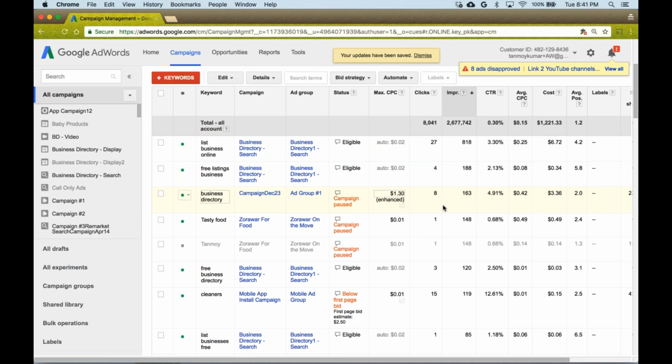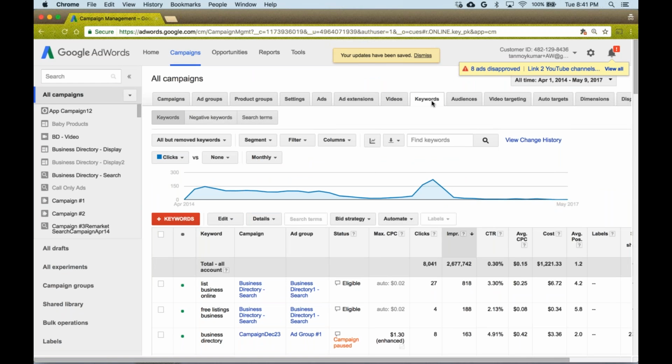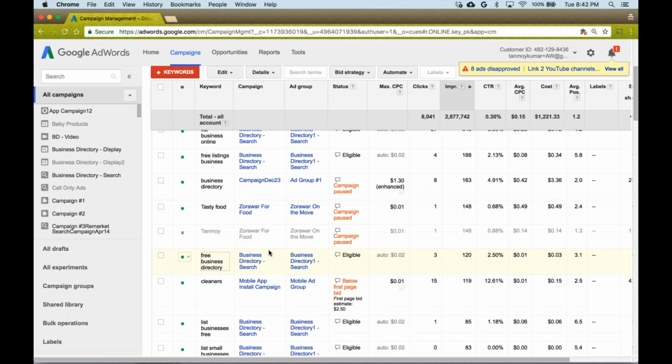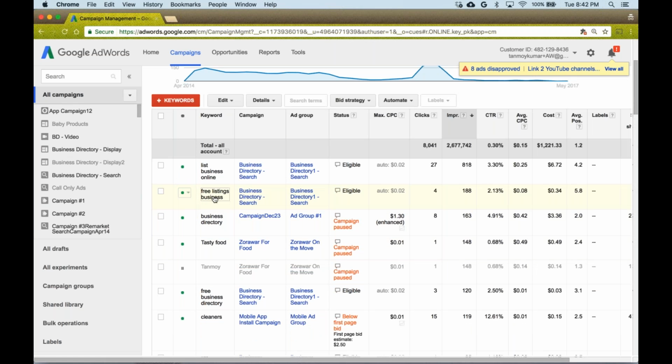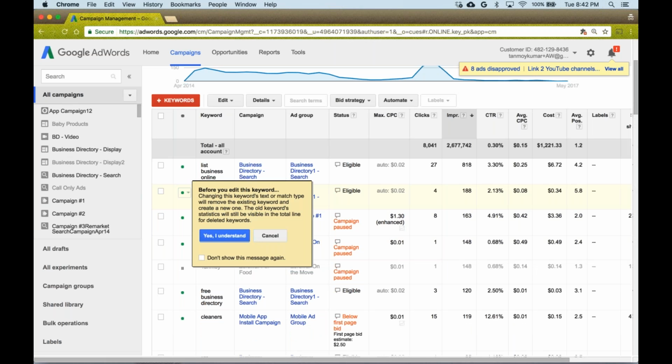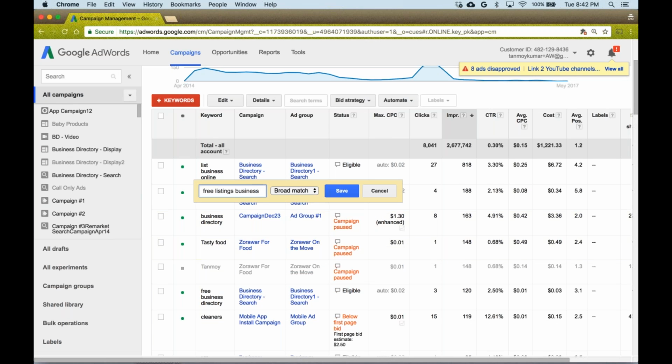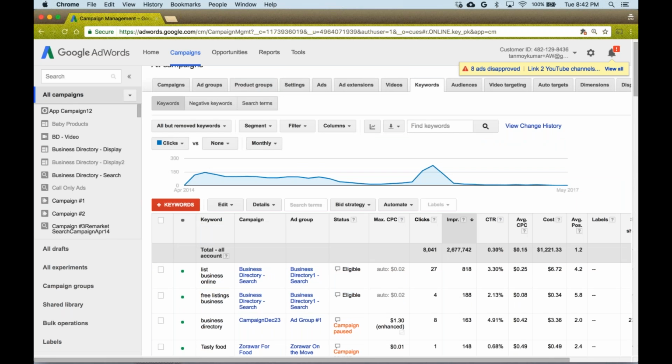So you go to keywords, you're in the campaigns tab. In campaigns you go to keywords tab. Then when you see your keywords, you click on them. You click on the keyword, then you go to yes, I understand, and then you will get the option. Choose any one of them and you can save it. All right, so this is going to be our keyword match types, the 4 options.